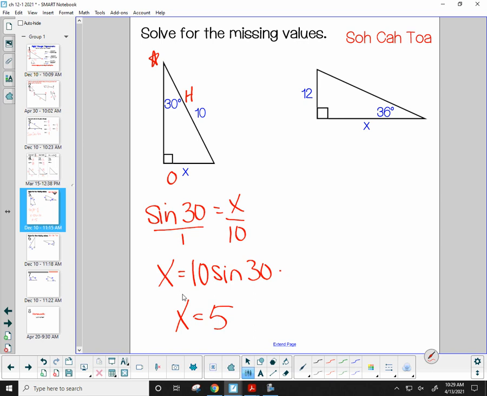All right, so let's look at the next one here. So I'm going to position myself at the angle I'm given, which is the 36. What is the 12? Opposite, adjacent, or hypotenuse? Opposite, good. And what's the x? Adjacent. Which one of our ratios is opposite and adjacent? Tangent. So we have the tangent of 36 equals opposite over adjacent.